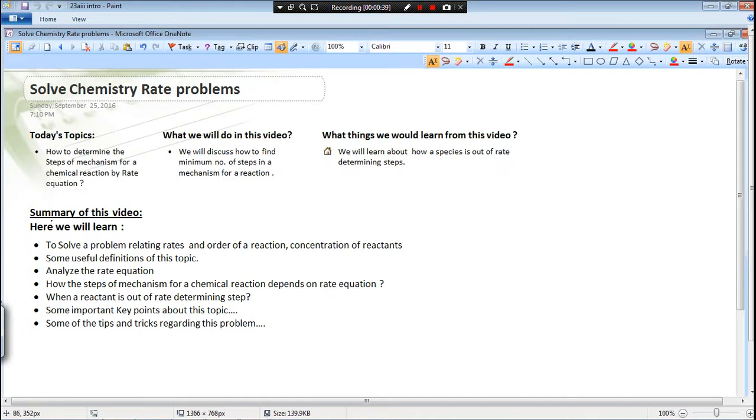Here is the summary for this video. Here we will learn to solve a problem relating rates, order of a reaction, concentration of reactants, and some useful definitions of these topics. We will analyze the rate equation, how the steps of mechanism for a chemical reaction depend on the rate equation, when a reactant is out of the rate determining step, some important key points about this topic, and some tips and tricks regarding this problem.